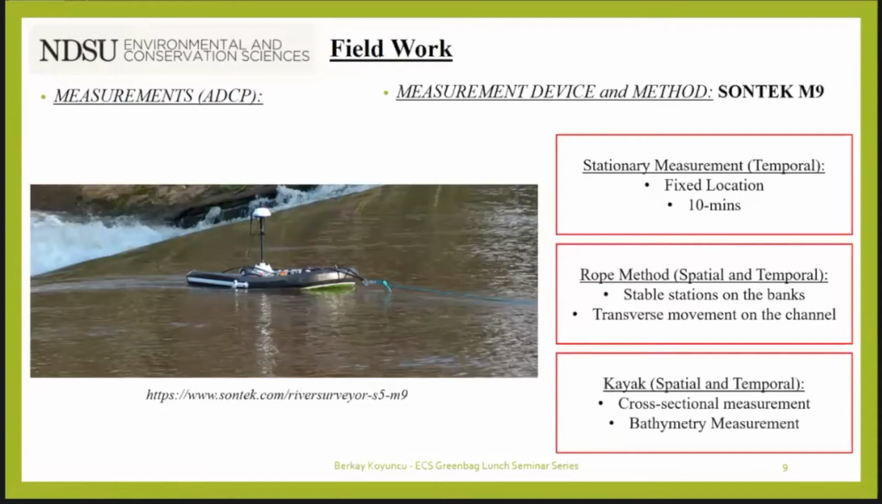So basically, we're just tying this boat to our kayak, and we're just doing kayak on the river, and at the same time, it is collecting data. So that's the best way because we can follow any path we want. We can do a cross-sectional measurement, or we can do measurement for bathymetry. Now I will explain the difference of the cross-sectional measurement and bathymetry measurement.